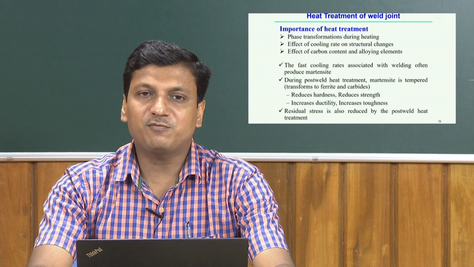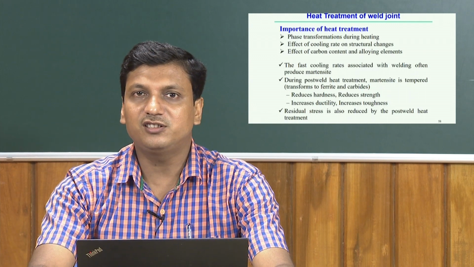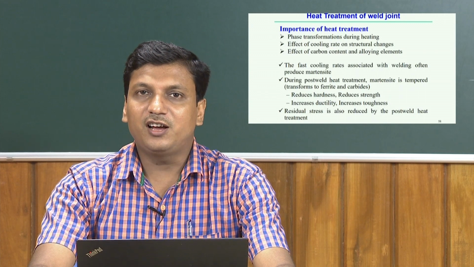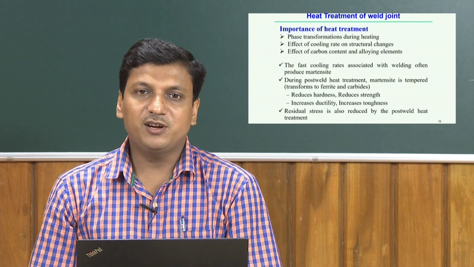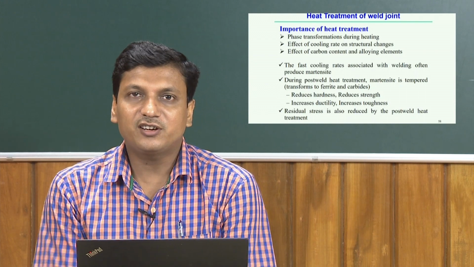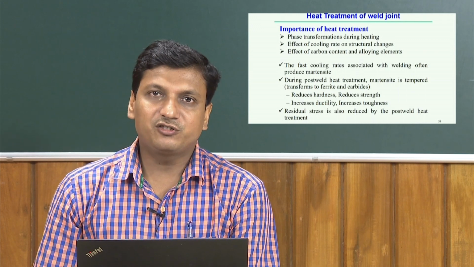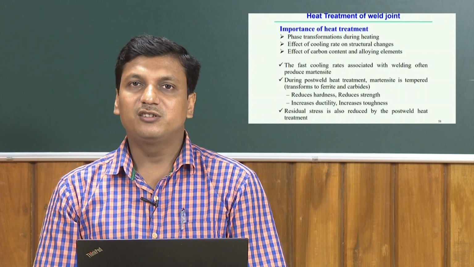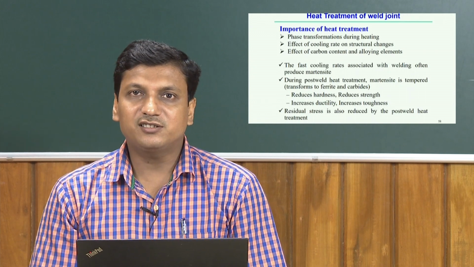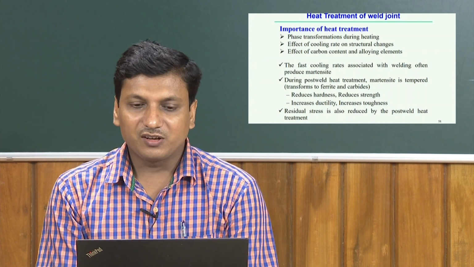So, therefore, the effect of cooling rate definitely impacts the structural changes, and sometimes, in the presence of carbon as an alloying element or any other alloying elements, they redistribute in the microstructure of the weld joint. In that sense, it tries to improve the weld joint properties.